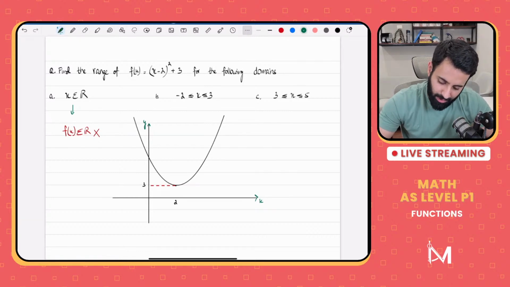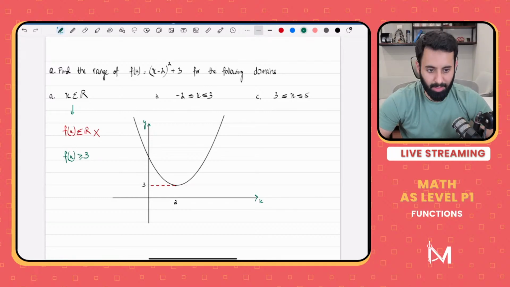So therefore, because it's a minimum curve, the correct answer would be f of x is greater than or equal to 3. That would be the correct answer. f of x is always greater than or equal to 3. This is the correct answer.